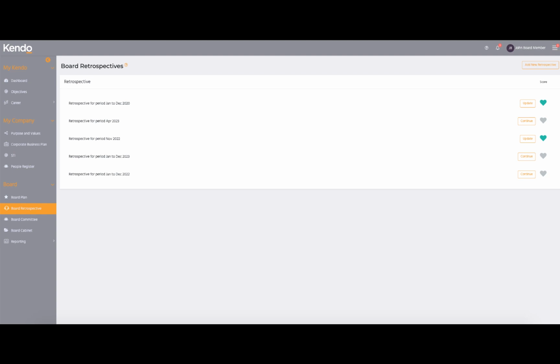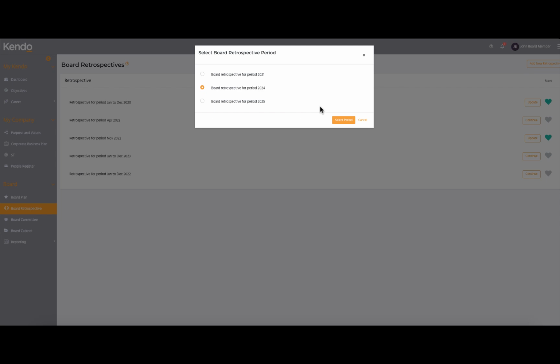Board reviews, also known as retrospectives, allow the board to reflect on its effectiveness and provide the chair with critical feedback on what's working and what's not. To complete a board retrospective, select the relevant period.